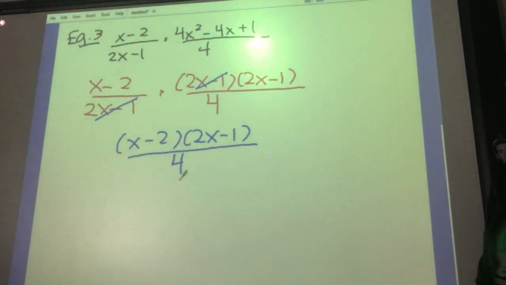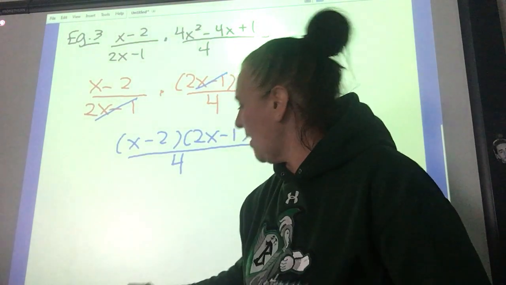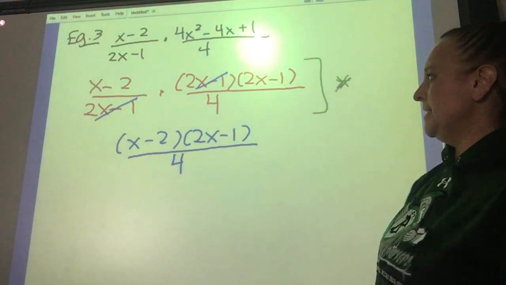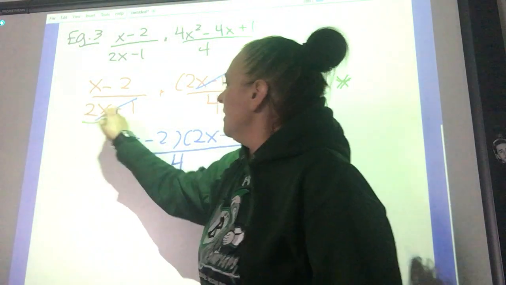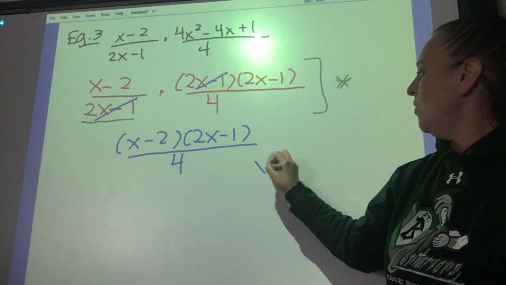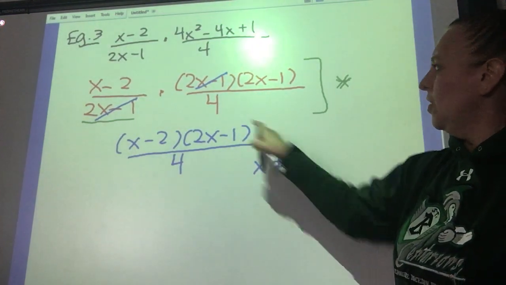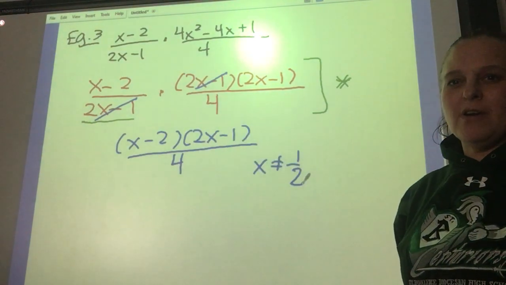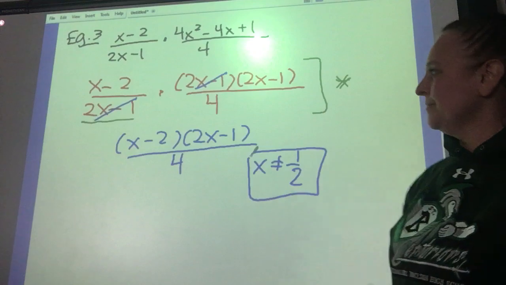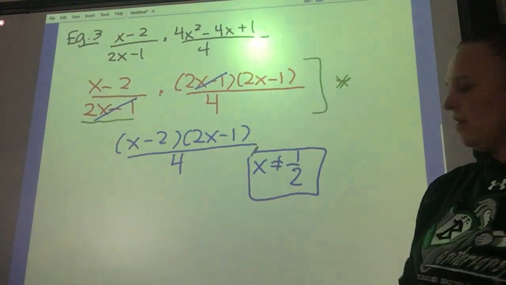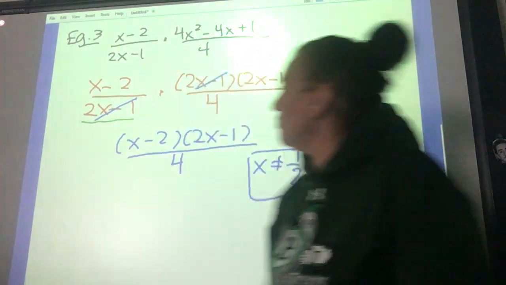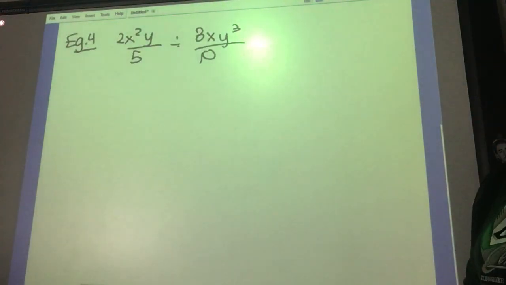Now, what's our non-permissible? Well, there's 2 spots. Remember, we take it from this step, once it's factored before we simplified. Here, 2x minus 1. X cannot equal 1/2. What's the non-permissible here? 4? 4 is just 4. There's no variable, so there's no non-permissible. That will always be 4. So you only have one non-permissible. X cannot equal 1/2. And let's do one final one, another division one.